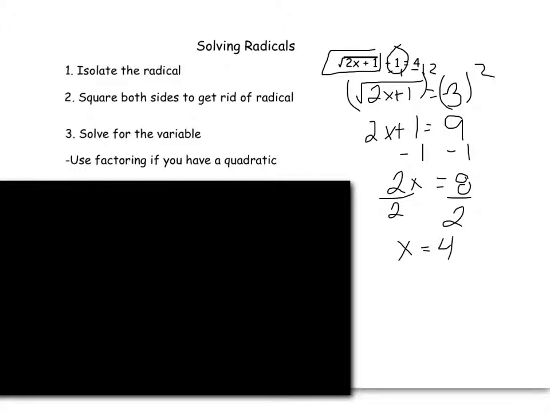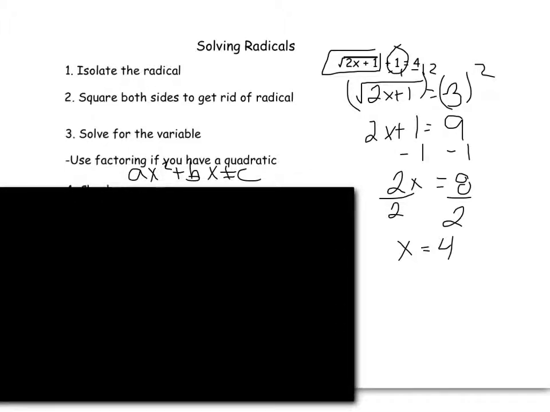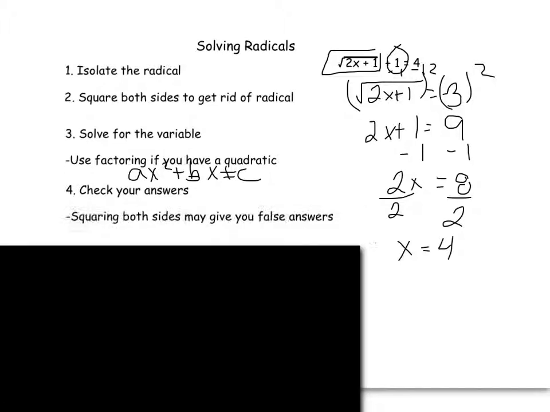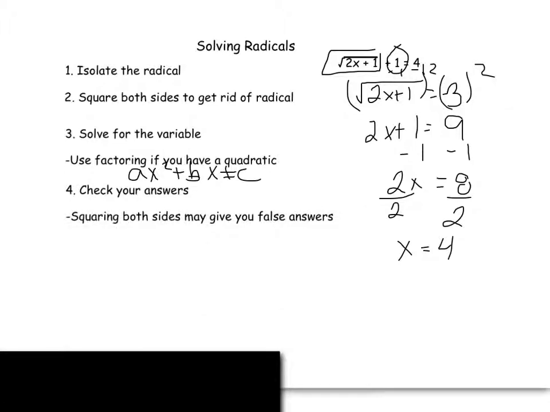Alright, and if you have a quadratic, so if you have something that ends up looking like ax squared plus bx plus c, then you need to factor or use one of your other methods to solve for x. The most important thing to remember is to check your answers with this. When you square both sides, you could get answers that truly are not true.